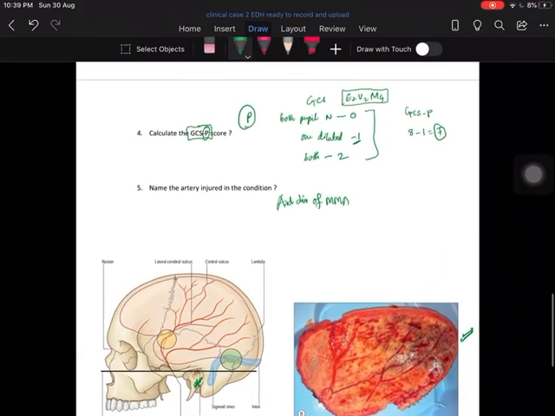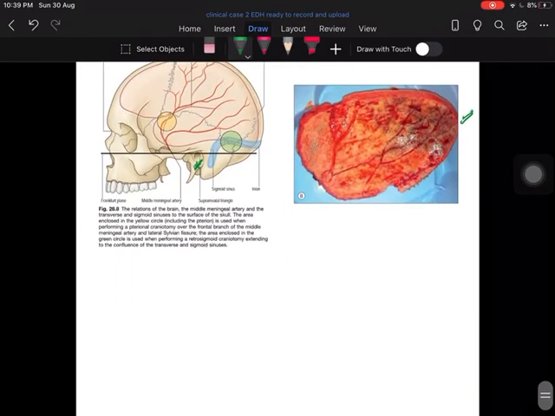So what we have learned here is about EDH, about the lucid interval and its presentation, about the Glasgow Coma Scale P score, about the initial management in a case of head trauma, and a few NCCT variations.